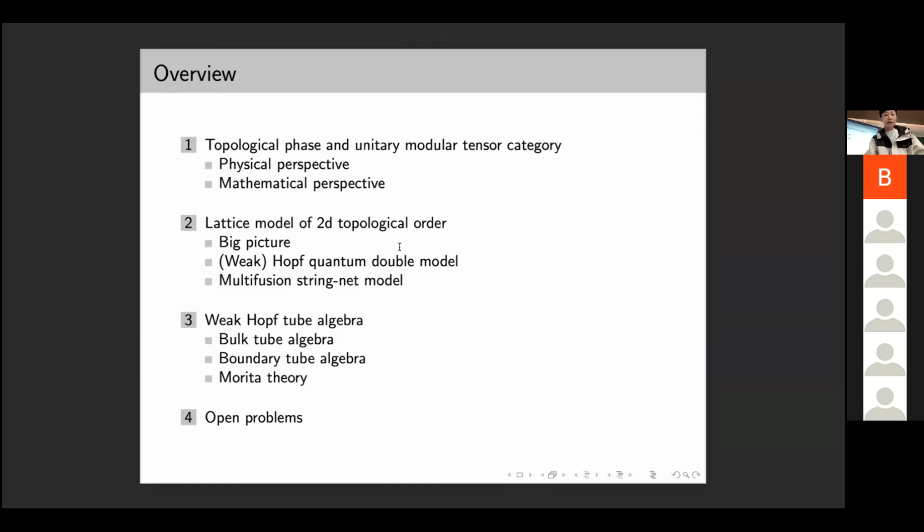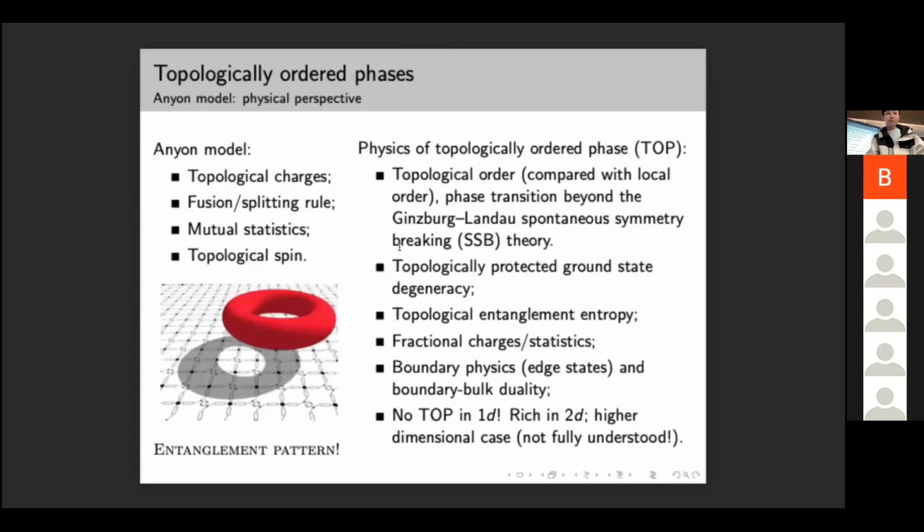And for the third part, I will try to explain how to reconstruct the Hopf algebra from the given multifusion category. And since the Levin-Wen model is a special case of the multifusion model, for this case, we can also recover the Hopf symmetry for the Levin-Wen model. And for the last part, I will discuss some open problems.